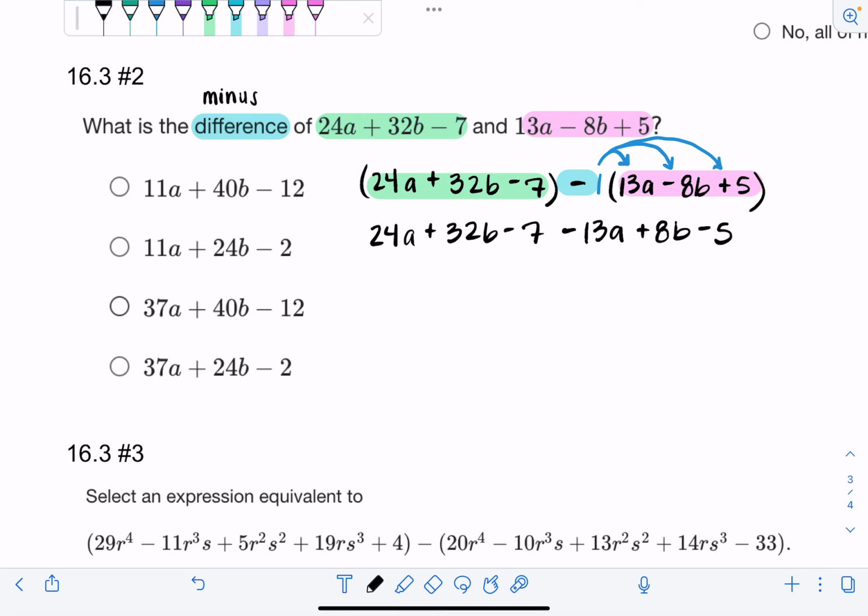So what happens when you distribute the negative is all of the signs change. The positive 13a became a negative 13a, the negative 8b that we originally had became a positive 8b, and the positive 5 turned into a negative 5. All the numbers stay the same, just positives change to negatives, and negatives change to positives. And now it becomes an addition problem where we're combining like terms. I have my a's that I'll combine, my b's that I'll combine, and then I have my constant terms also.